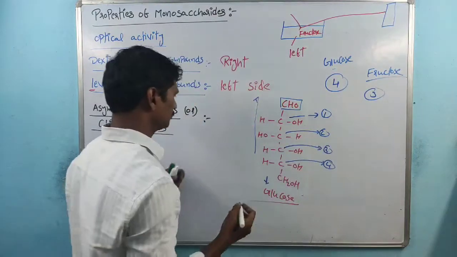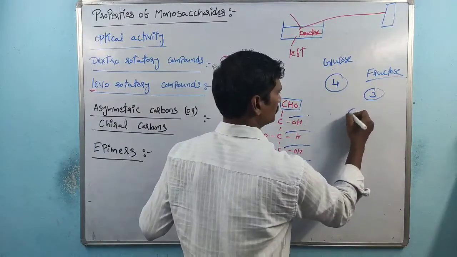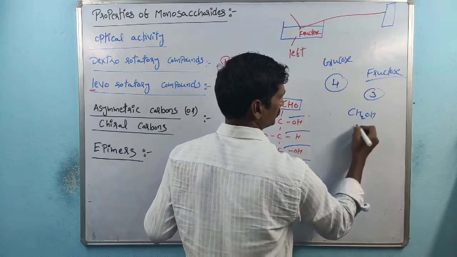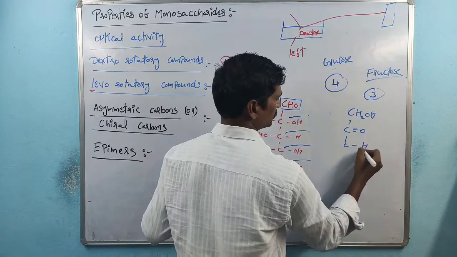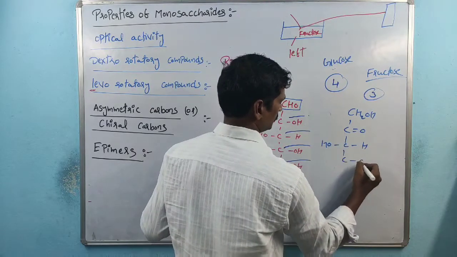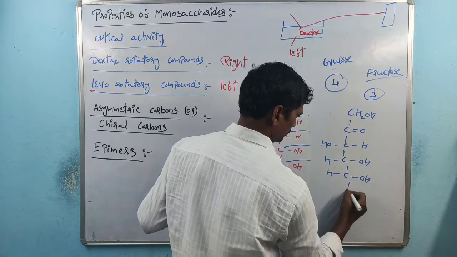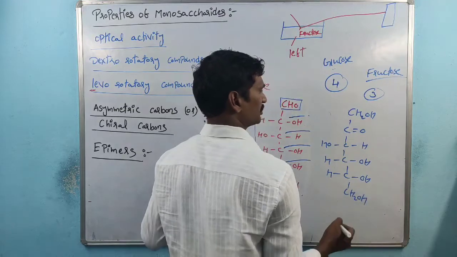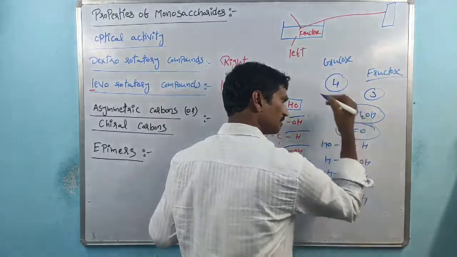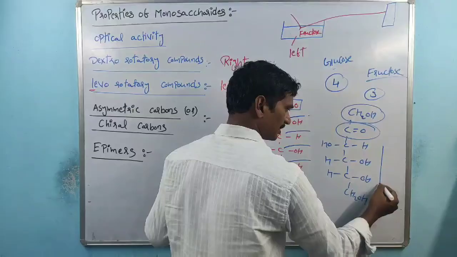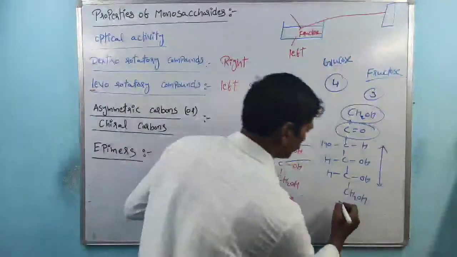For fructose, it is the 3. If we observe the fructose structure, here there is a CH2OH, right? And this is the C double bond O, and H, and this is the OH, and this is the OH, and this is the H, and this is the OH, and this is the H, and this is the CH2OH. So this is not an asymmetric carbon, and this one is also not an asymmetric carbon. So the remaining three are asymmetric carbons in the case of fructose.